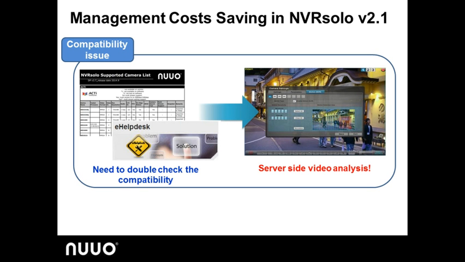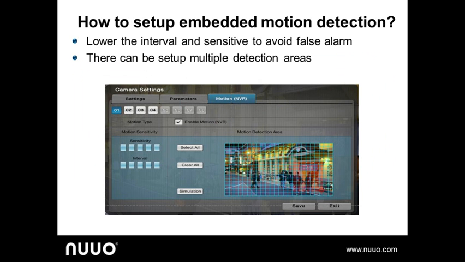Now, we know there are so many benefits for NVR embedded motion, but how can we use it? Actually, this function is easy to use. We placed the embedded motion setting page in the camera setting as well. Therefore, if a user wants to set up motion detection, they don't need to find it on different pages.